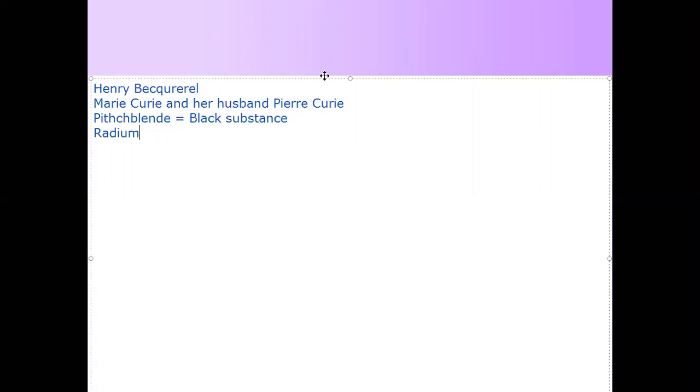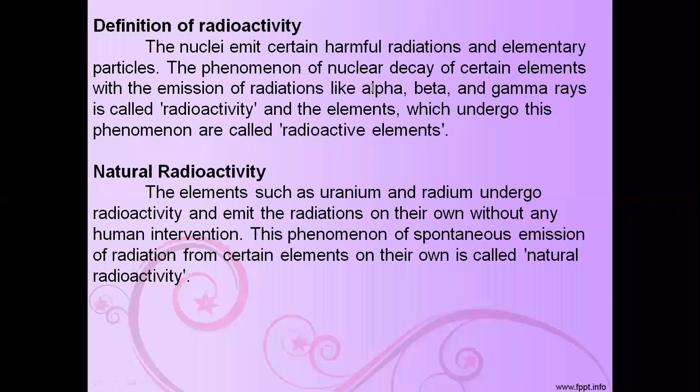So first Henry Becquerel discovered that uranium is a radioactive element, and 2 years later the Polish physicist Marie Curie and Pierre Curie detected the radioactivity in pitchblende and they named the element radium. Okay. So this is the history of the discovery of radioactivity.